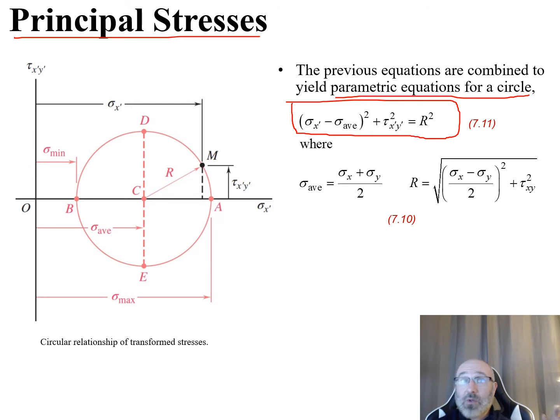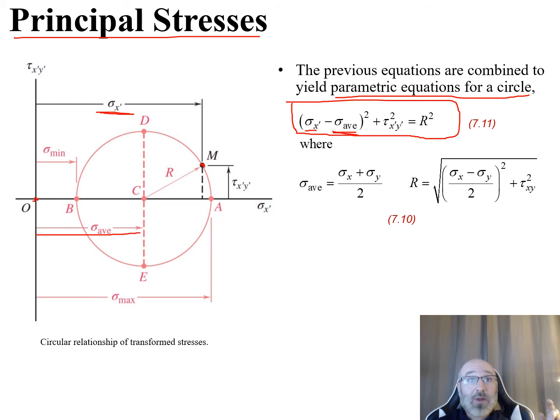Now let's relate this to a diagram. So what is our sigma x prime minus our sigma average squared? Well, there's our sigma x prime right there. So that goes all the way from our origin out to this point that we're interested in on the circle, this M right there. Now this is minus our sigma average. So if we take a look at our sigma average, this goes to the center point of the circle from that initial start point.